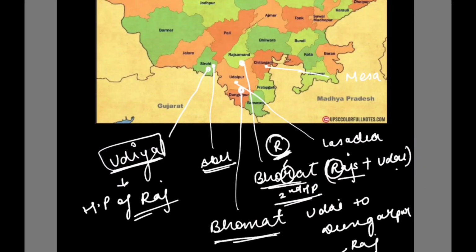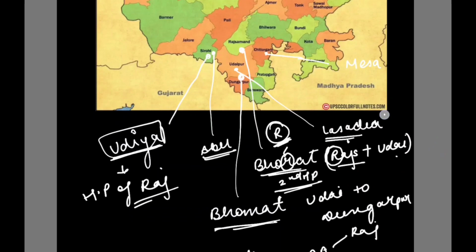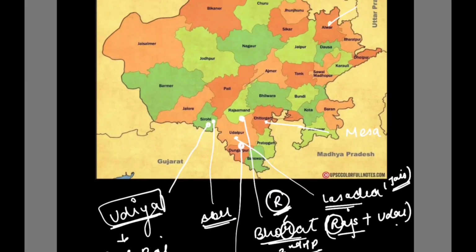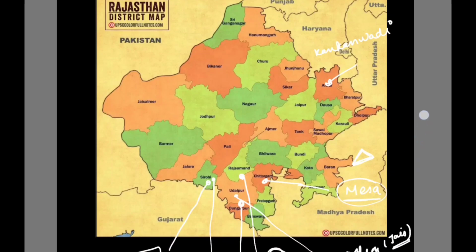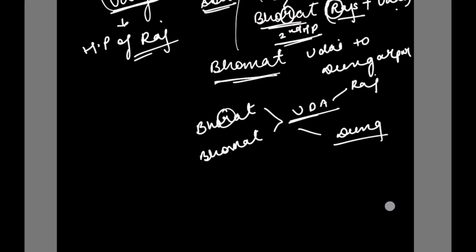Moving to the next plateau, we have Lasadia Plateau. It is present in Udaipur, and you can say that it is situated nearby the Jaisamand Lake. Okay. Then we have the Mesa Plateau. It is situated in Chittorgarh, and the Chittorgarh fort is present on the Mesa Plateau. It is known as Triangular Plateau. Then we have the last plateau. It is Kankanwadi Plateau. It is located in Alwar near the Sariska Sanctuary. So these are the plateaus and the passes of Aravalli.